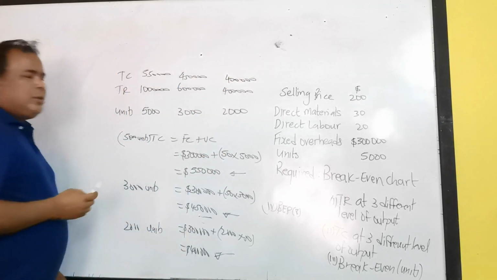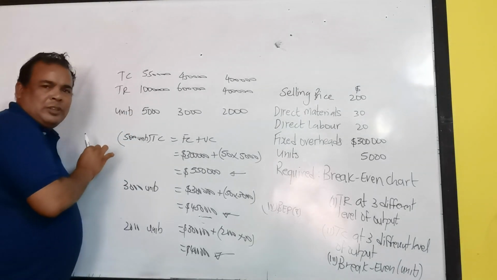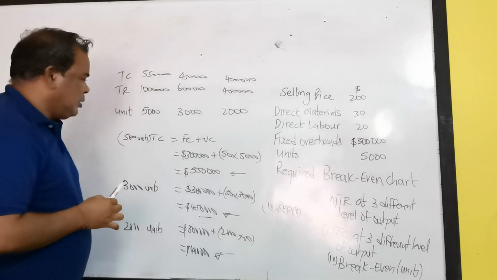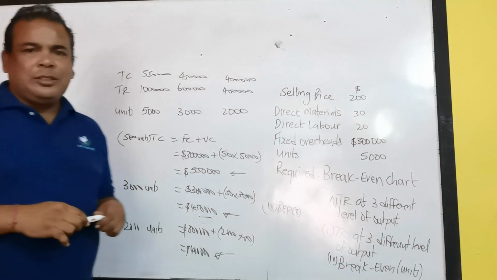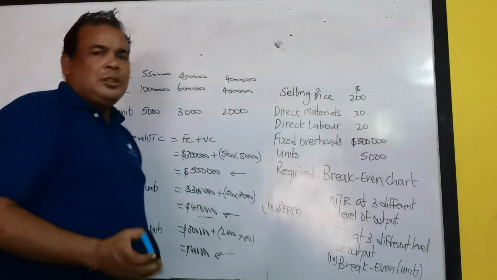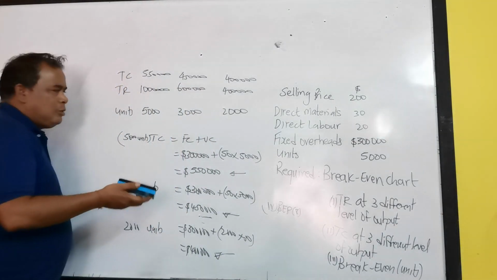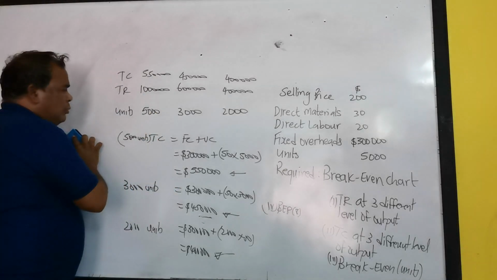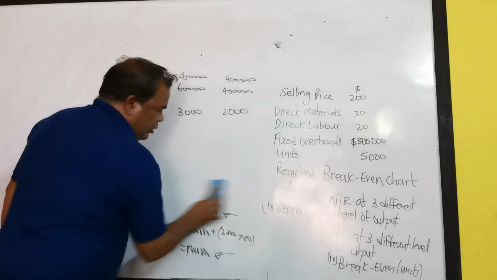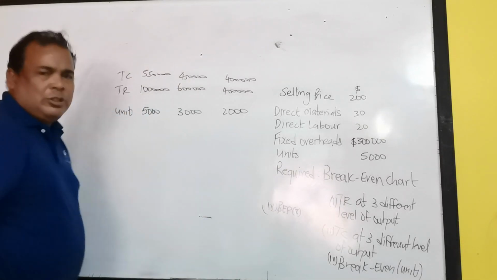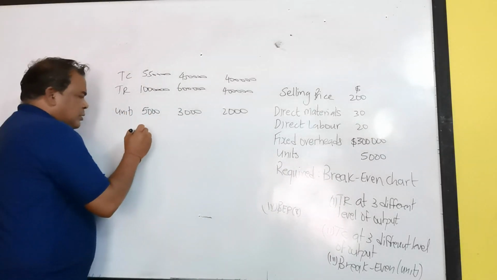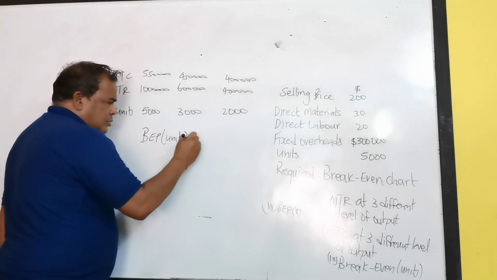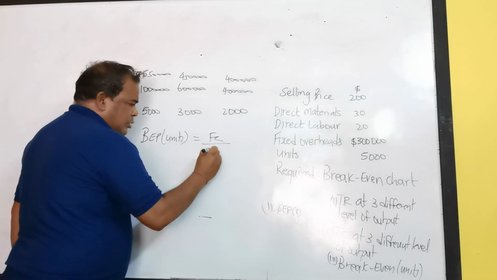So we have already calculated total revenue at 3 different levels of output and total cost at 3 different levels of output. We need all the ingredients first in order to prepare the break-even chart. These are the two ingredients, total revenue and total cost. Now we are going to calculate break-even units. Break-even units equal fixed cost over contribution per unit.